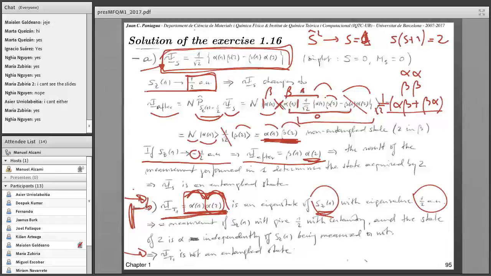And of course, for this component of the triplet, again, we have entanglement, because we have the same state vector as in the singlet case, except for a change of sign, and then we can follow the same reasoning and reach the same conclusions. So in the triplet, this is an entangled state. Those are non-entangled states. Okay?